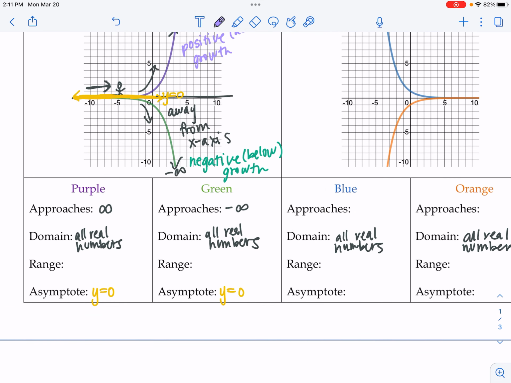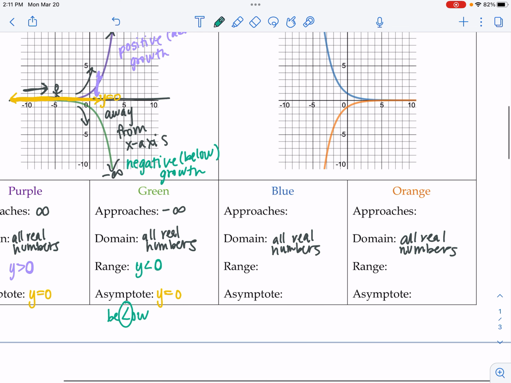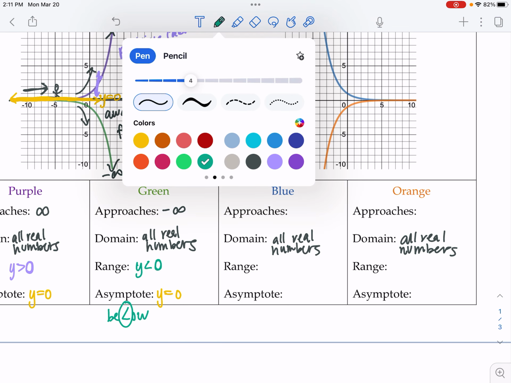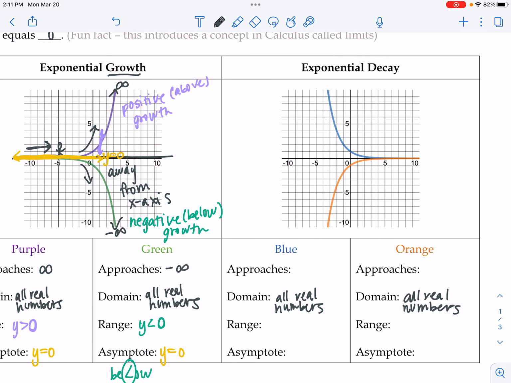The range of this purple graph is above, so we're going to say y is greater than 0 for the range, whereas the green graph is below, so we're going to say y is less than 0. So remember this trick: below has a less than sign. Anytime it's below, you want a less than sign. Okay, so looking at our decay graphs, remember we're still reading the graph from left to right.